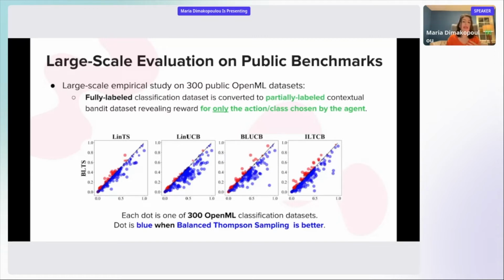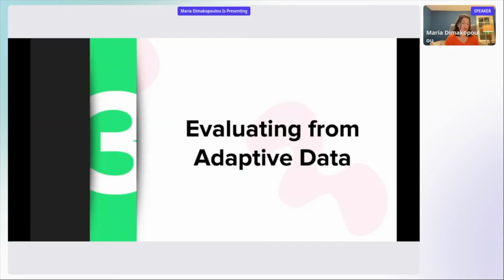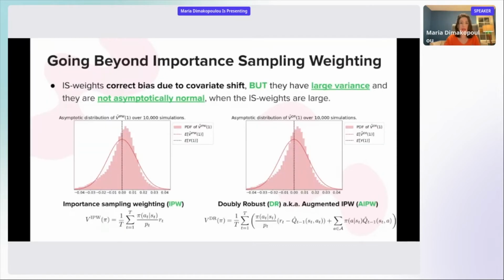And we see that balanced Thompson sampling outperforms all other 4 baselines, showing that both the right estimation and the right exploration matter. And we need to use balanced regression paired with Thompson sampling exploration for practical online learning. So far we have established the strong practical benefits of importance sampling weighted regression for adaptive learning. But we can do even better.